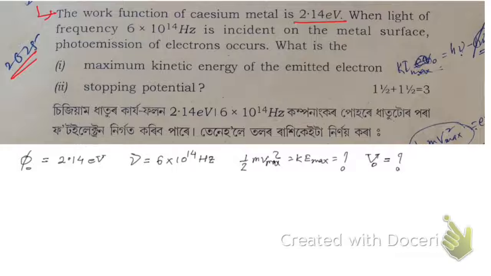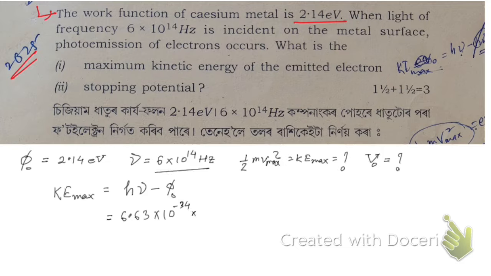So we know that according to Einstein's photoelectric equation, the maximum kinetic energy is equal to h nu minus phi naught. The value of h, Planck's constant, is 6.63 into 10 to the power minus 34 joule second, and the frequency here is 6 into 10 to the power 14 hertz, and here we have the work function as 2.14 electron volt.